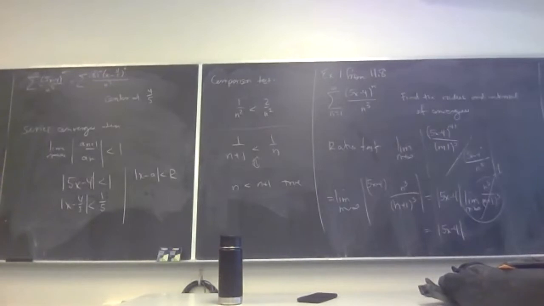So now that's in standard form because it looks like x minus a is less than r. And remember, a is the center and r is the radius. So in this question, the radius of convergence is 1/5, and the center of the series is at 4/5. So where does the series converge?